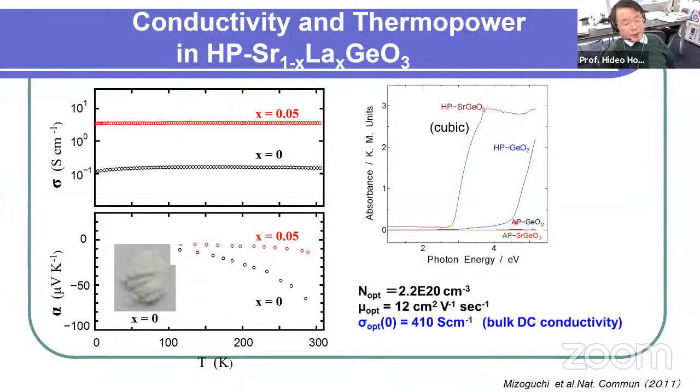In the strontium germanate case, the band gap is larger than 5 eV. This case is 3 eV, much less. This is due to the situation of the bond angle between the germanium and oxygen. So the non-bonding state occupies the conduction band bottom. That's why the conduction band bottom is much reduced, so that we can dope electrons.